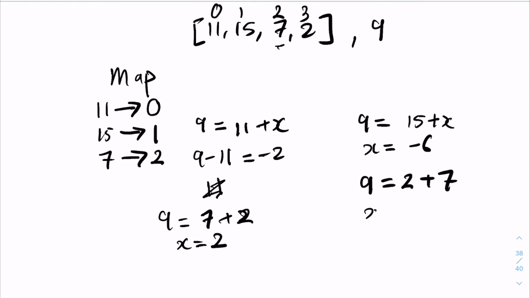We need the value 7 in the array. And if we look into the map, we have a key with the value 7, and that points to its index, which is 2. And because we are in a loop, we know that we are currently on the index 3, and putting that together, we have the indexes which are 2 and 3, and that is our solution.